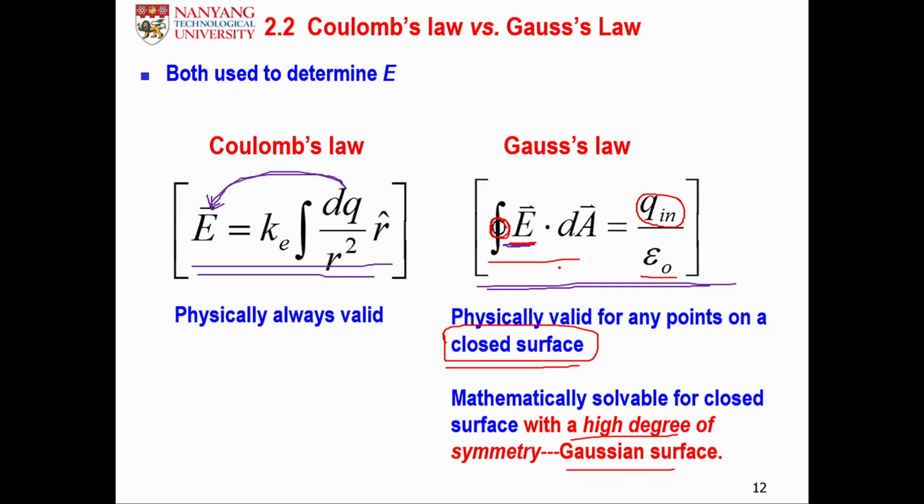Meaning, again, the formula is valid for any closed surface, but you need to have a Gaussian surface in order to use this formula to quantify this E, to mathematically find out the solution. So pay attention to this difference. Open surface, closed surface, Gaussian surface.